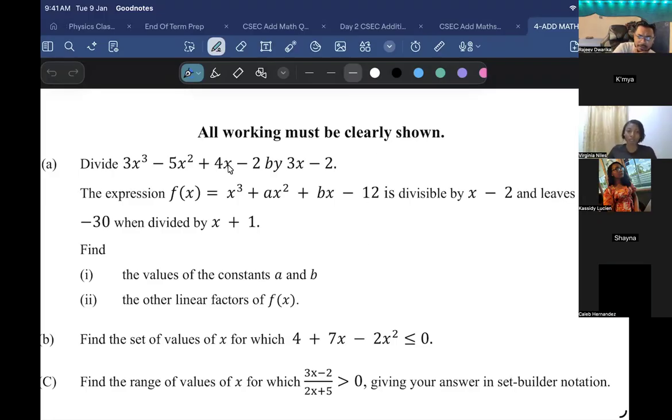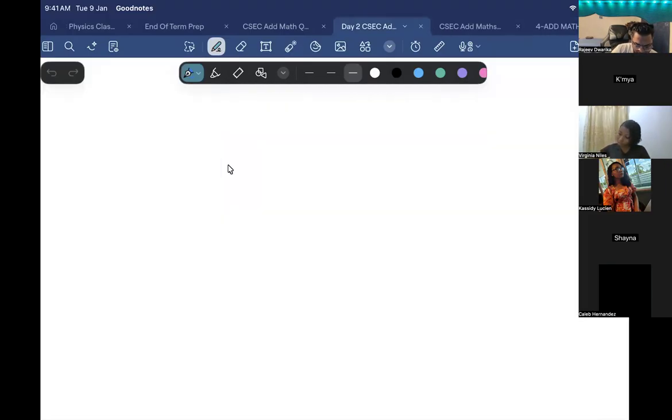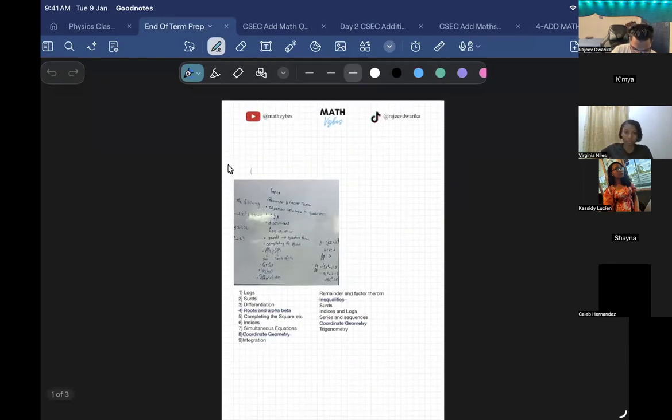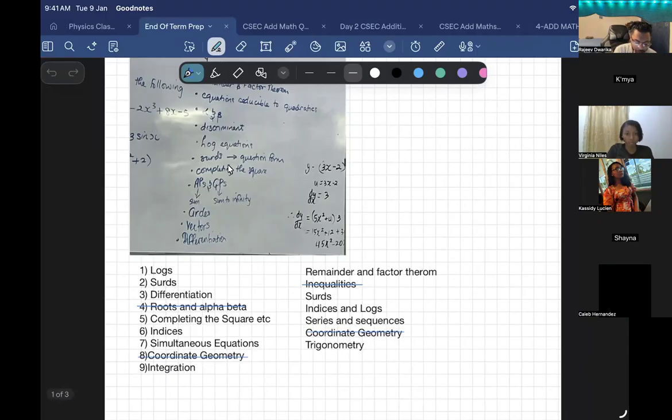Let's be moving on. See all these topics over here. Essentially all these topics, like logs, differentiation. Well, we already did differentiation. Completing the square, indices, simultaneous equations, that kind of thing. Indices and things. Yeah. Right.